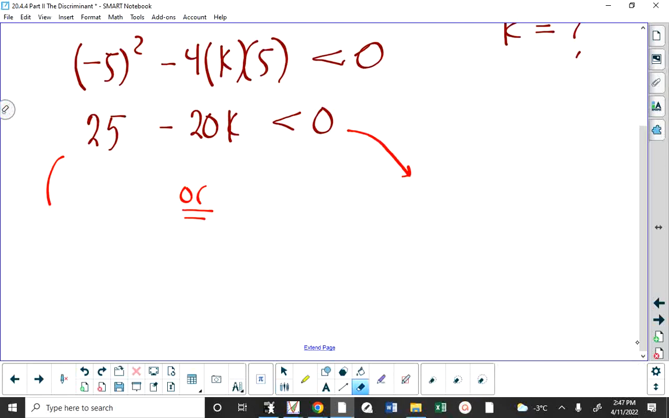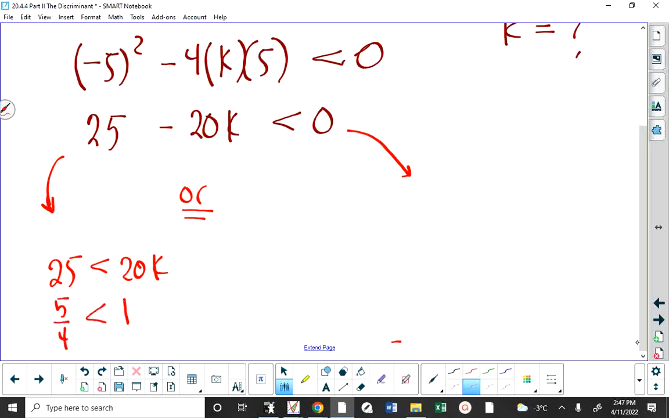There are two schools of thought here. One of them is this, and it's what I do. I take that 20k and move it over and get 25 is less than 20k. So I divide both sides by 20 and I get 5 over 4 is less than k. All right?